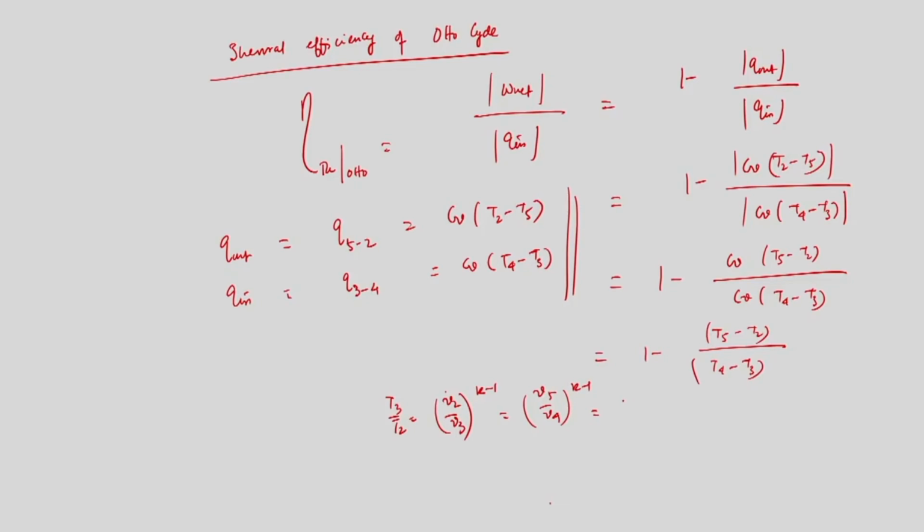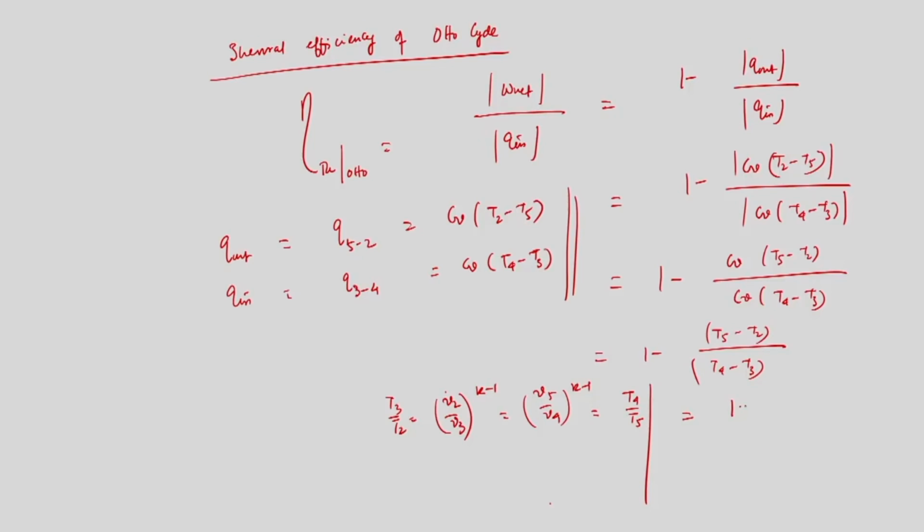So, that is equal to T4 by T5. So, from the PV diagram we can see that T2 by T1 is equal to V2 by V3 to the power K minus 1, where V2 is equal to V5 and V3 is equal to V4, that is clearly seen from the PV diagram.